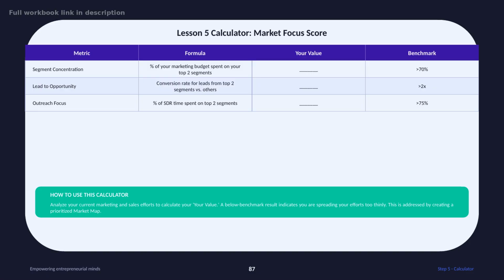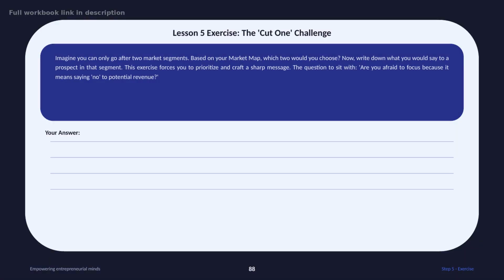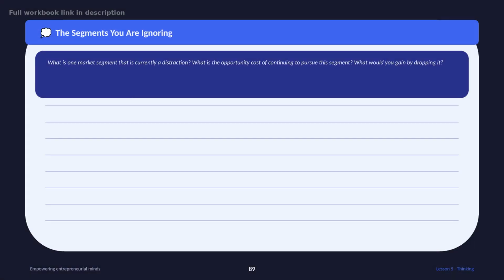Imagine you could only go after 2 market segments, nothing else. Based on your market map, which 2 would you pick? Now write down what you'd actually say to a prospect in that segment. This forces you to prioritize and sharpen your message at the same time. The question to sit with: are you avoiding focus because it means saying no to potential revenue? Be honest with yourself. What's one market segment that's currently a distraction for your team? What's the opportunity cost of continuing to chase it? What would you actually gain by dropping it?